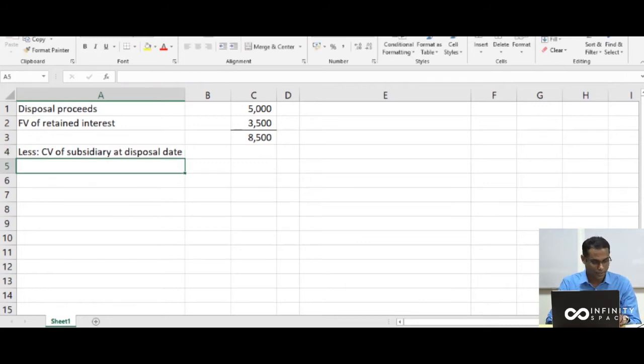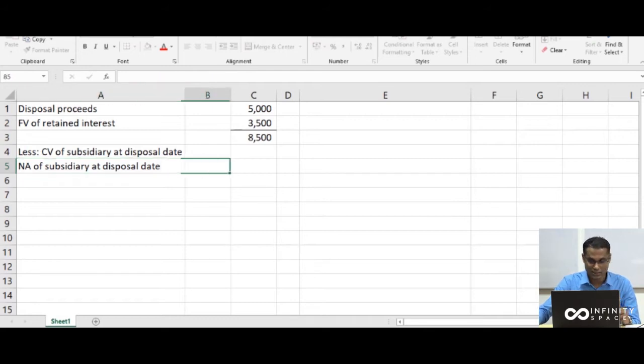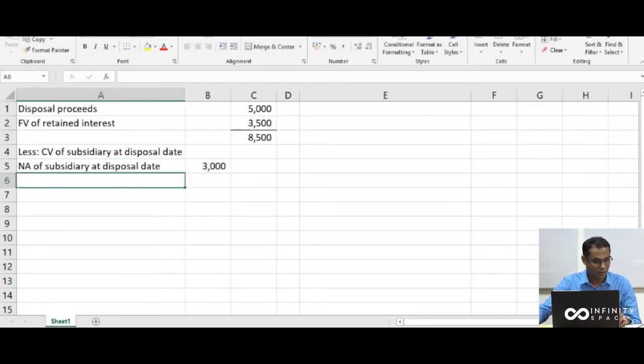First of all, I am taking the net asset of the subsidiary at disposal date. As per the question, the net asset of the subsidiary at disposal date is the fourth figure given in the question, 3,000. I am taking that to the first column. Then I am taking the goodwill at disposal date.